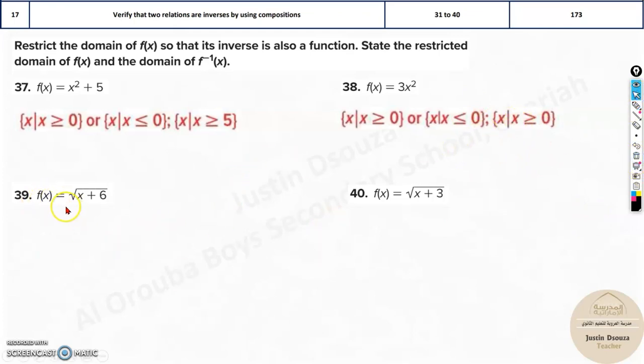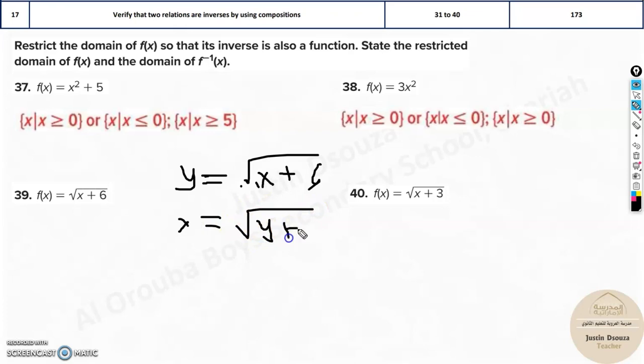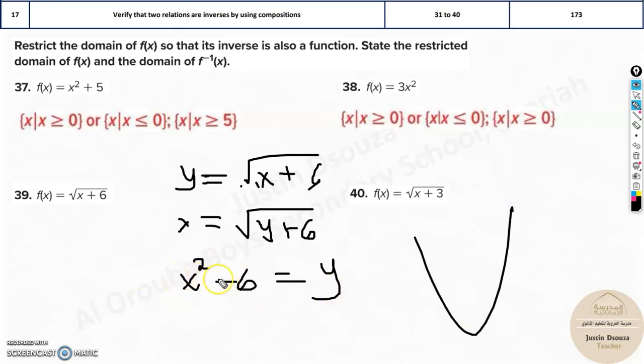But over here in these square root functions, it changes a little. I'll quickly find the inverse of square root of x plus 6. This changes to x is equal to square root of y plus 6, and you square both sides, it becomes x squared, and this 6 comes over here, x squared minus 6 is equal to y. So this is the actual inverse function. Now don't think the domain for this function is all real numbers because it's a parabola. No, it will be wrong if you take it like this.